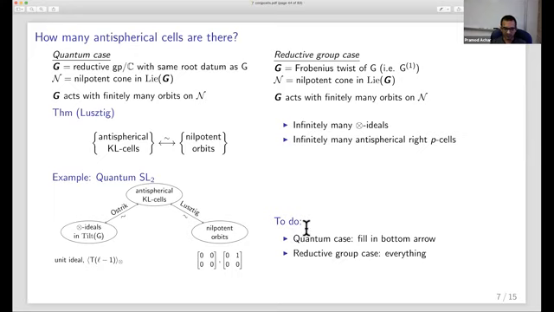So what I need to do in the rest of the talk is explain how to fill in this bottom arrow in the quantum case, and in the reductive case, I need to tell you about everything. So I guess now is a good time to take a break.